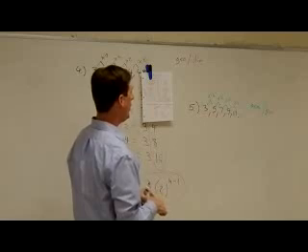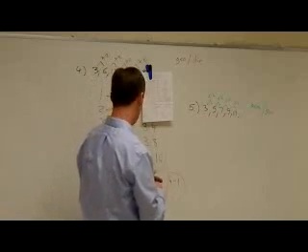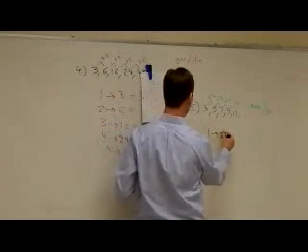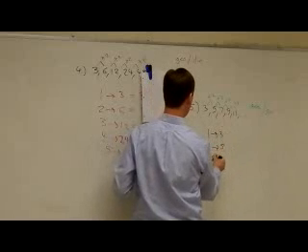All right? So, let's see if we can figure out what the pattern is to do the nth term. All right, so 1 goes to 3, 2 goes to 5, 3 goes to 7.